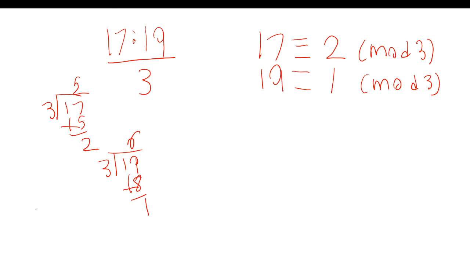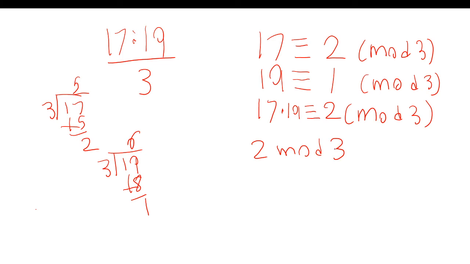So we know we can just multiply them. 17 times 19 is congruent to 2 times 1, which is 2, in mod 3. Now for 17 times 19, all we need to do is find 2 mod 3. That's all we need to find. And this is just 2, so the remainder is 2. You can go ahead and multiply it out and check, but I'm not going to, because modular arithmetic gives us answers so fast in remainder problems. So let's move on to the problem.